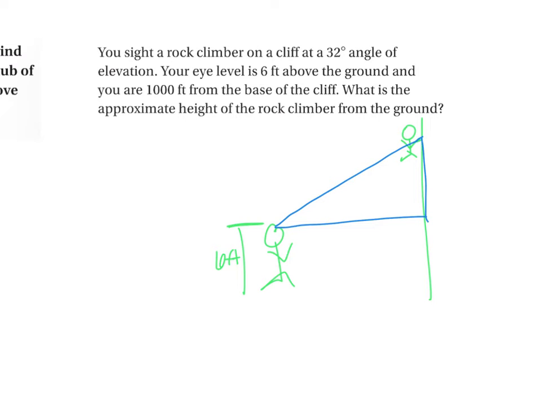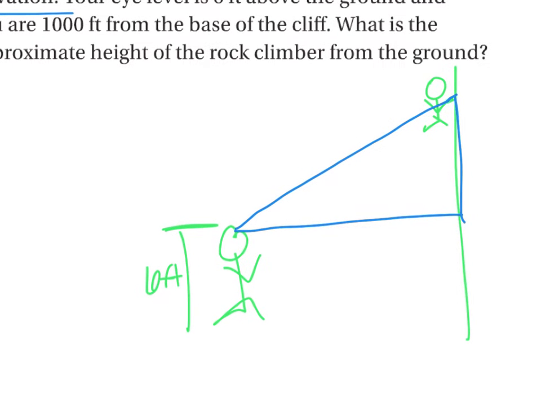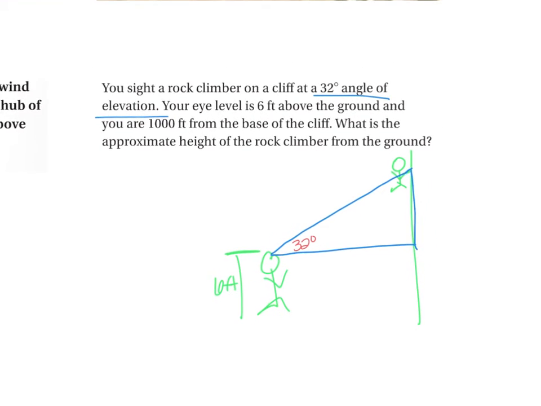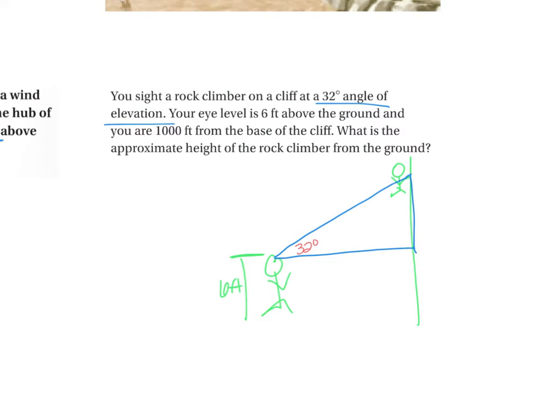So you sight a rock climber on a cliff at a 32 degree angle of elevation. So your angle of elevation would be right here. So that's going to be 32 degrees. Okay, and then it says your eye level is 6 feet above. We already wrote that down, so we're good on that. And then you are 1,000 feet from the base of the cliff. So this distance right here is x.